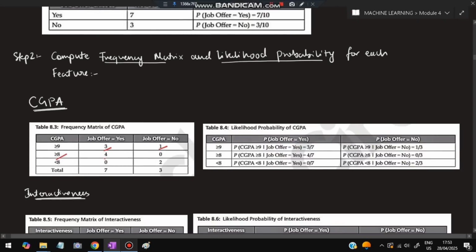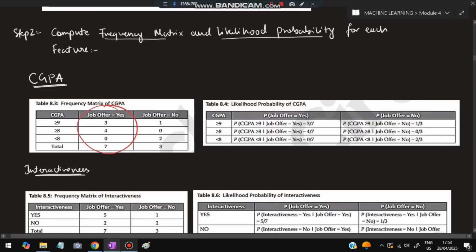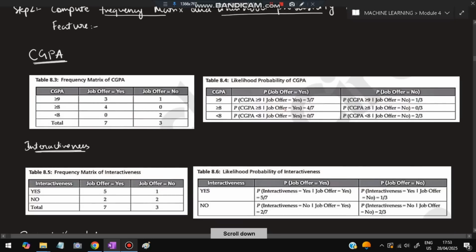Like that, when it is greater than 8, it is 4 yes and 0 no, and when it is less than 8, it is 0 yes and 2 no. We'll add this up, we'll get 7 total yes, and here we'll get 3 total no, right? 7 plus 3 is 10, that is the whole data set. Like that, we'll be calculating the frequency matrix. Using this matrix, we'll calculate the likelihood probability. For example, here we'll just calculate the percentage. This is 3 by 7, this is 4 by 7, this is 0 by 7. Means we are just dividing. Here it will be 1 by 3, 0 by 3 and 2 by 3. Those answers we are writing here. This is called the likelihood probability of CGPA.